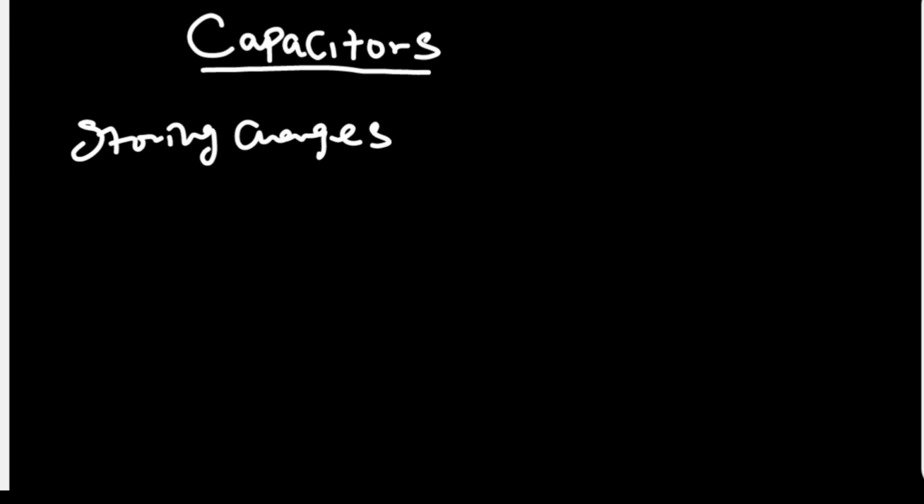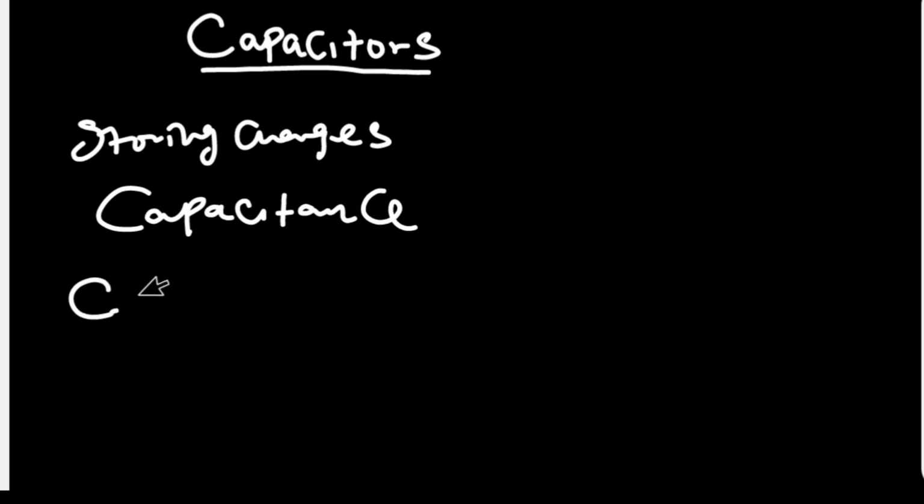Alright, so the capacitance of a capacitor. Capacitance of a capacitor is the ability of a capacitor to store charges. That is the charge that will be stored when a certain voltage, let's call this VAB, is applied. So when I apply a voltage VAB, how much charge can that capacitor store? It's called the capacitance of a capacitor.